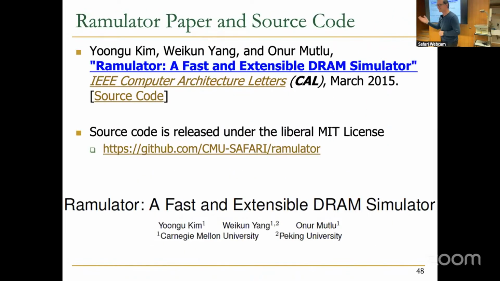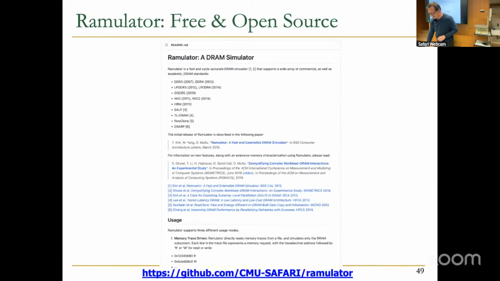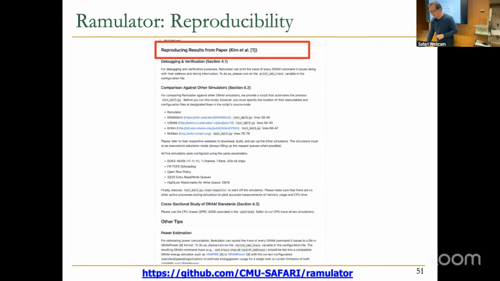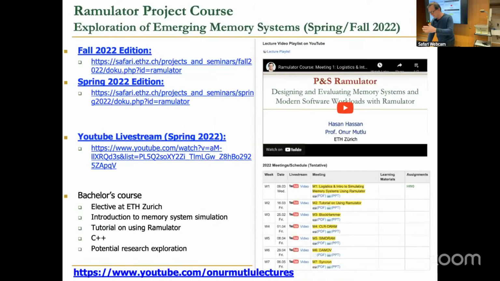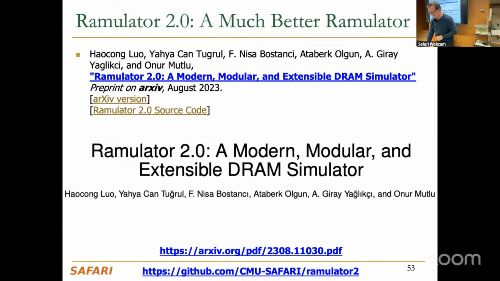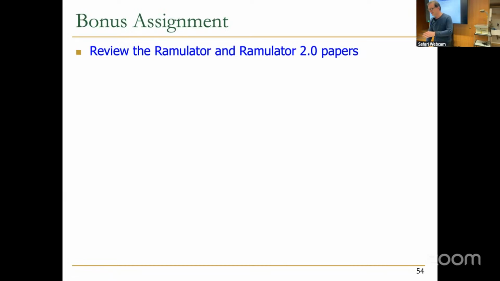Okay, so this is Ramulator. This is the paper and the source code, and you're going to look at it. It's integrated with other simulators, but we have a new version. We also have a Ramulator project course, so if you're interested, you can take a look at it online. Ramulator 2 improves upon Ramulator to make it more modern in the sense that it uses better software engineering principles. It is released 8 years after the first Ramulator. It also uses a lot of features of the C++ language. It's also more modular and hopefully better extendable. If you're interested, it will not be a bonus assignment, but it will be a real assignment. You can also review the Ramulator and Ramulator 2 papers when you do your real assignment.